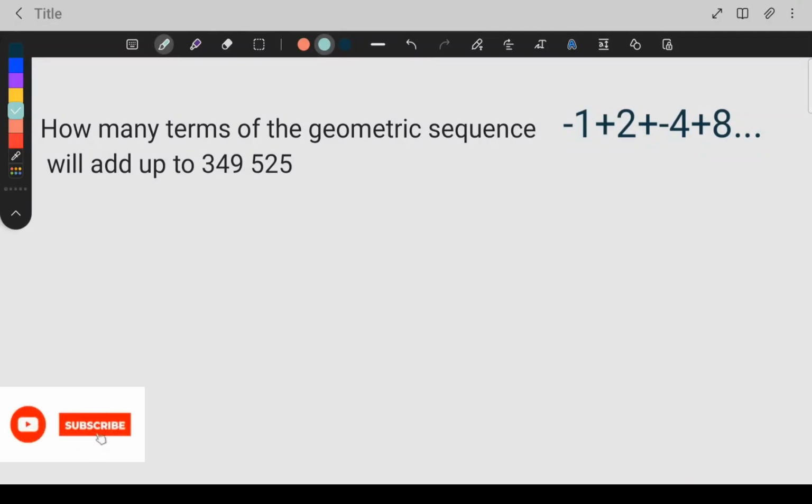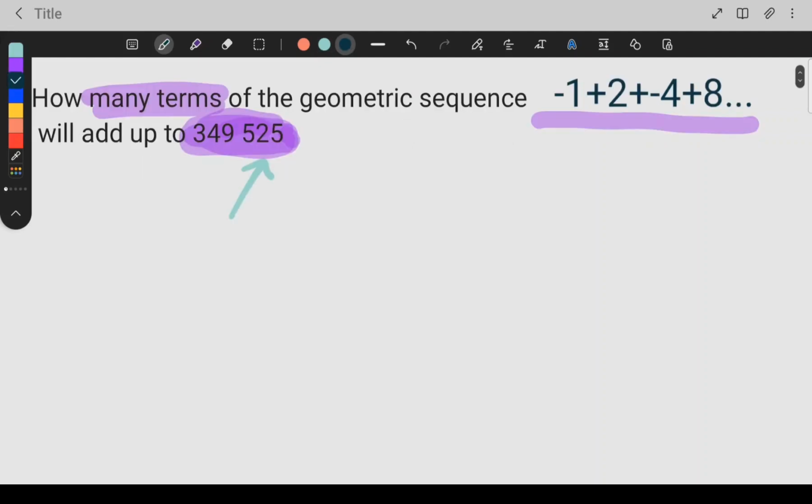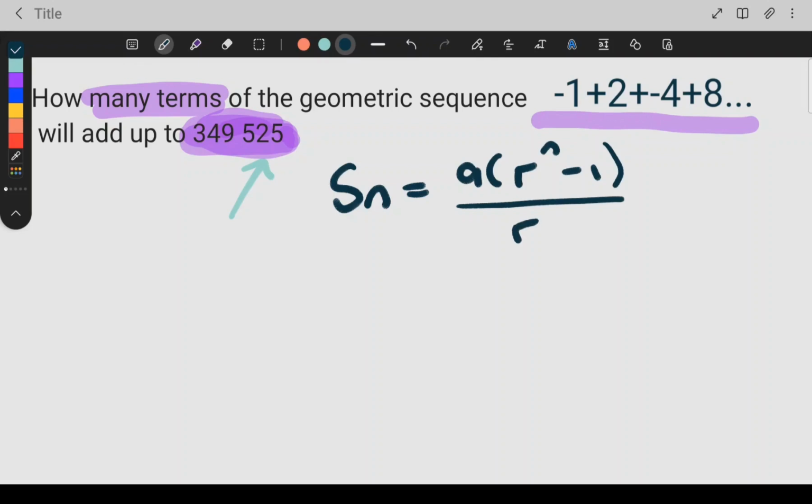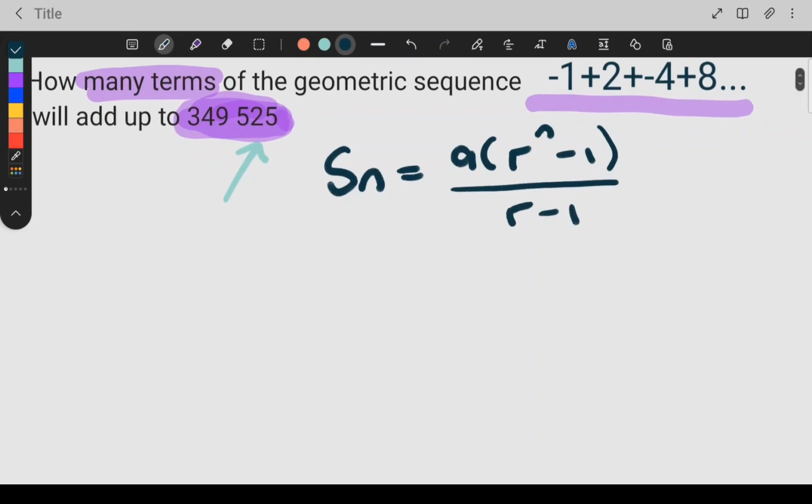Let's look at this question. It's the sum of a geometric sequence that's given. So we write down our formula. This is the sum for a geometric series. Okay, what do I need?